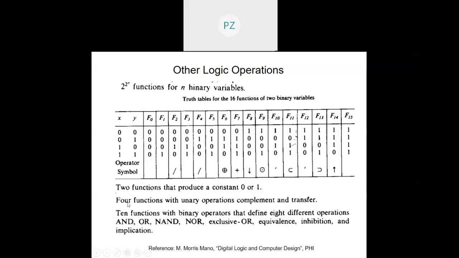Out of these 16 functions, 4 functions are unary operations, like complement and transfer. This will be complement, this will be complement, and these two will be transfers, as we can see later. And 10 functions are binary operations that define 8 different operations: AND, OR, NAND, NOR, exclusive OR, equivalence, inhibition, and implication. We will see all those different functions in the next slide.